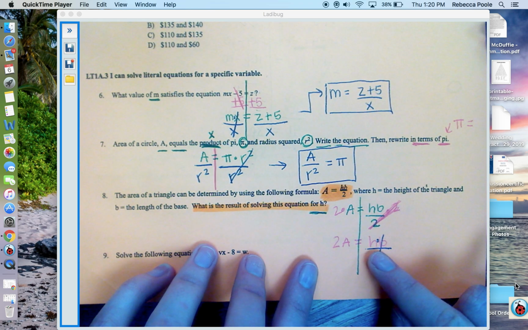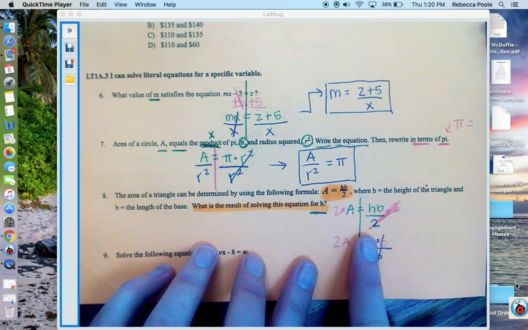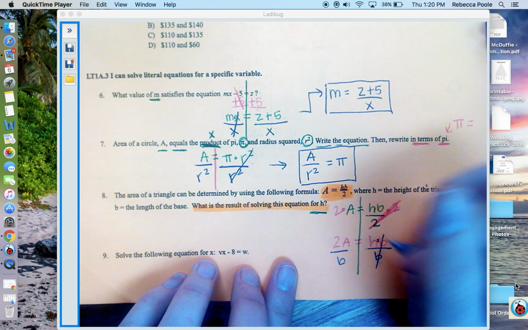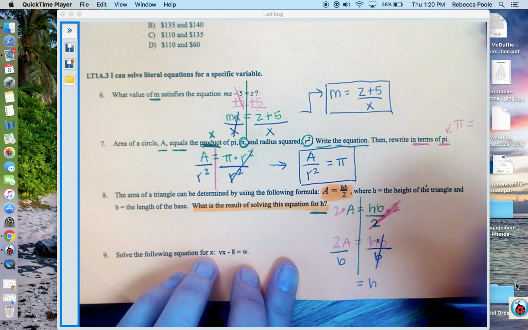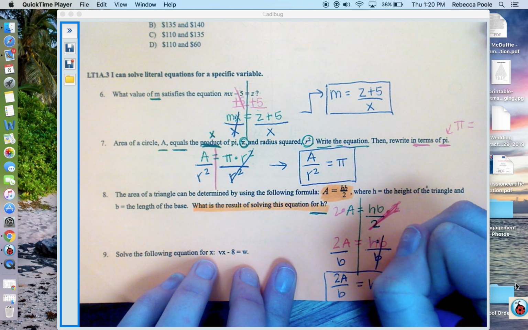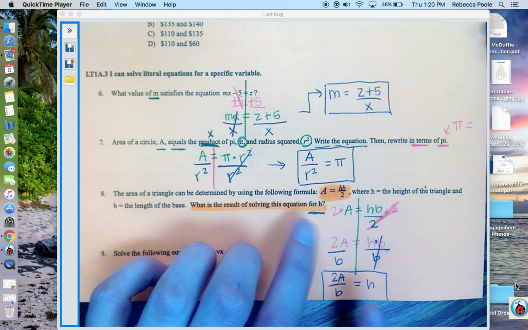Now, a bunch of y'all are dividing the H. The H is what you want to find. So you cover H, you leave it, you don't do anything to H. We're just moving the B. And now this says H equals 2A divided by B. And that's your answer. You just solved this equation for H.